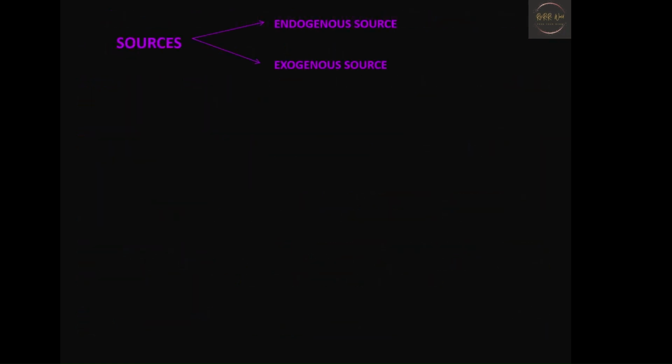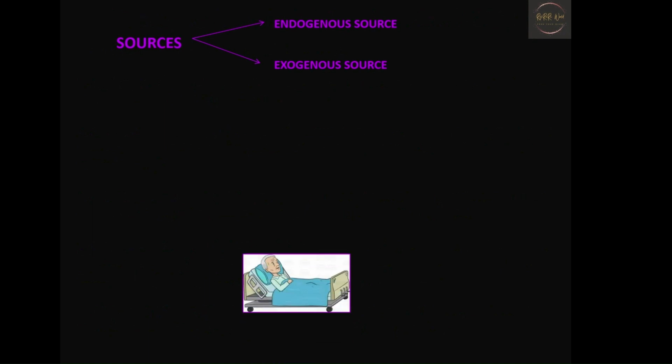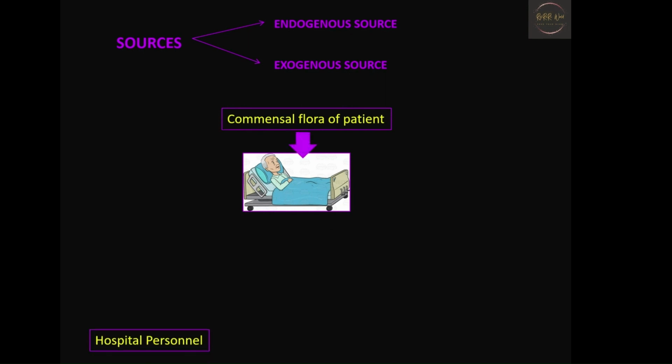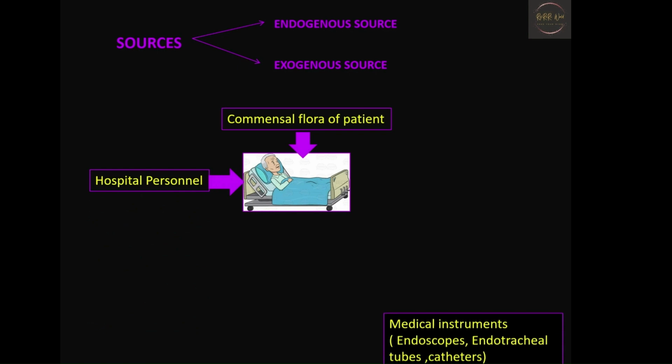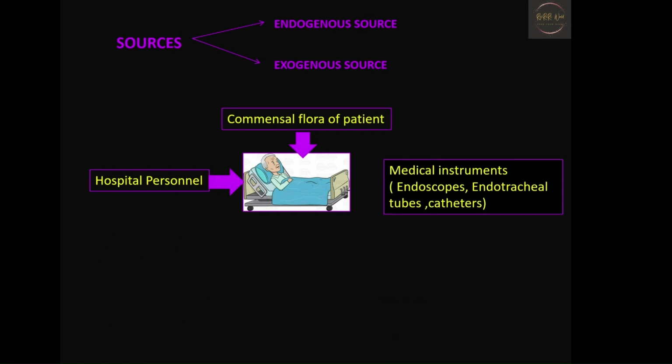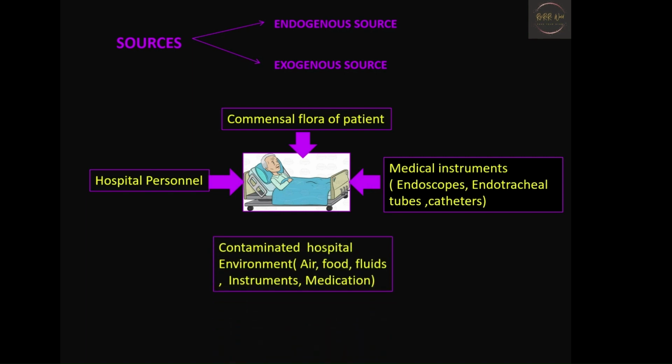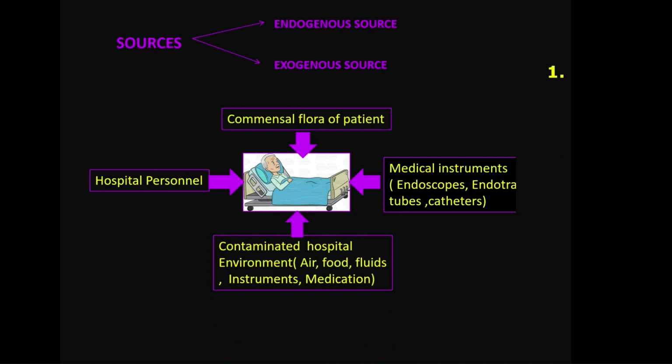Now, coming to the sources. The sources can be endogenous sources or exogenous sources. What is an endogenous source? Endogenous is a self infection with the patient's own overgrowth of bacterial flora. And exogenous is from another person in the hospital or a contaminated item of equipment. So, the sources can be the commensal flora of the patient, the medical instruments, the hospital patients, and also the contaminated hospital environment.